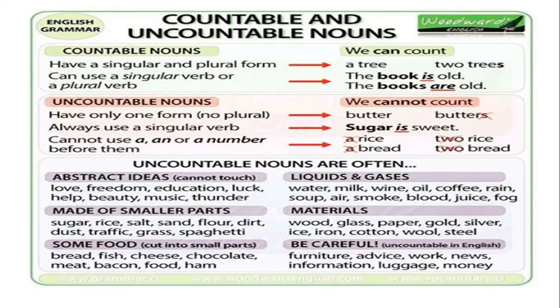Okay, materials also. For example, wood, glass, paper, gold, silver, ice, iron, cotton, wool, steel. All those materials, we cannot count them, because they are joined of several other parts, like in the case of wood or silver or iron. Be careful, uncountable in English. For example, furniture is also uncountable. Advice, work, news, information, luggage, and money are uncountable nouns also.